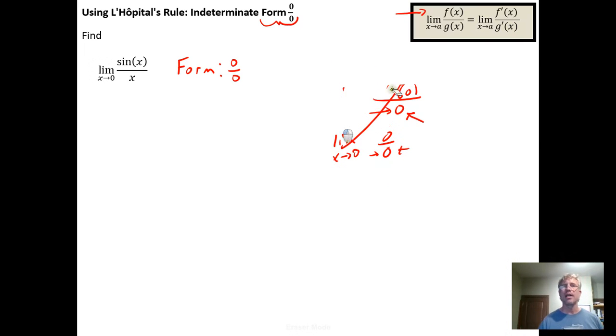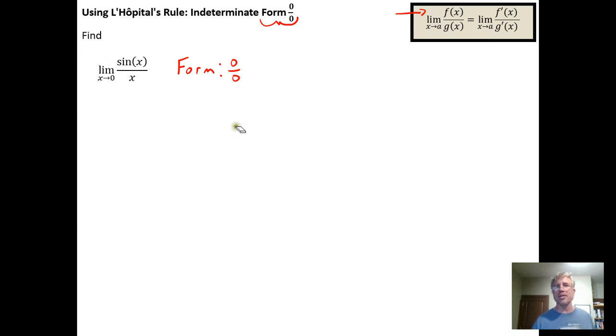But we can tell the reader what form we have. So here I'm saying, hey, the form is 0 over 0. I'm not trying to take the ratio 0 over 0. I'm just identifying the form. And because I see that the form is 0 over 0, I know that I can apply L'Hôpital's Rule. So I'm going to rewrite my limit. I have the limit as x goes to 0 of sine x over x.